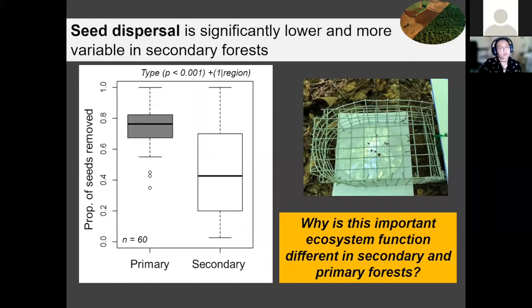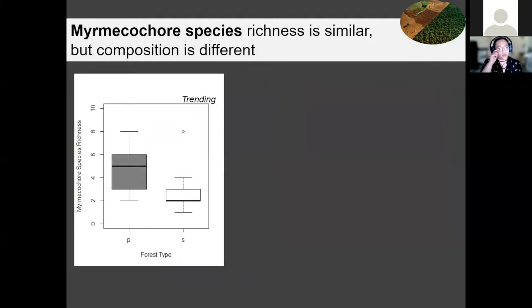So maybe we think about the other side of this interaction: the partners, the plants. When we look at the myrmecochore species, I looked at the richness between the two forests, and we actually found that myrmecochore richness between primary and secondary forests is similar. It was not statistically different, and there was a bit of an impact of region, but this could be due to other differences. The next thing I looked at was, could the composition of this community be different between primary and secondary forests?